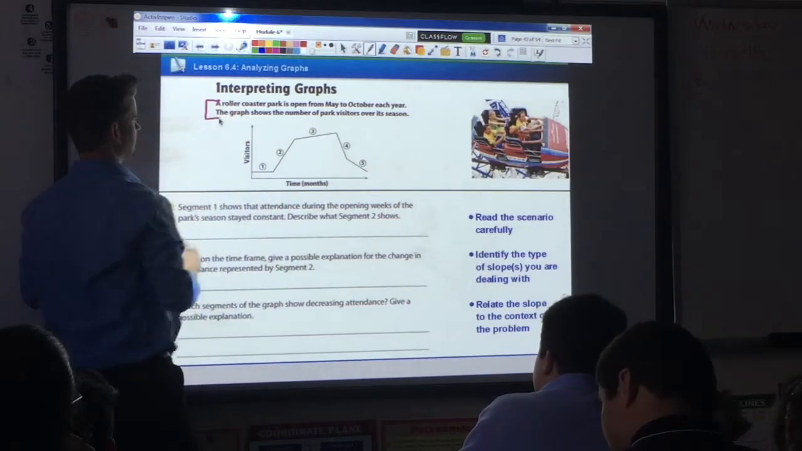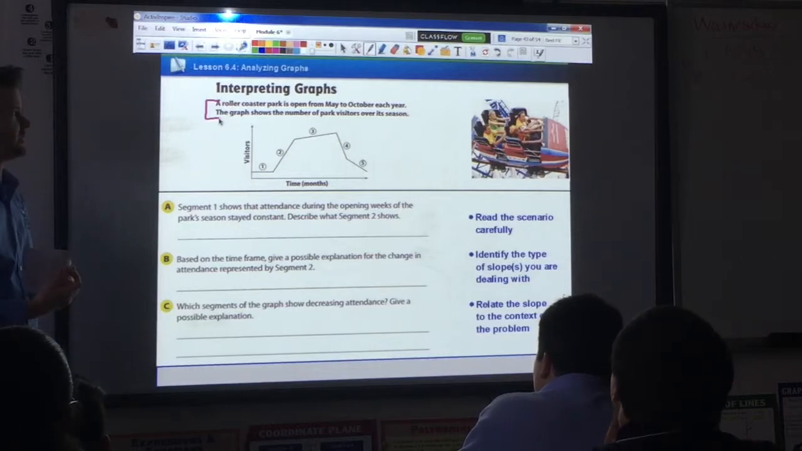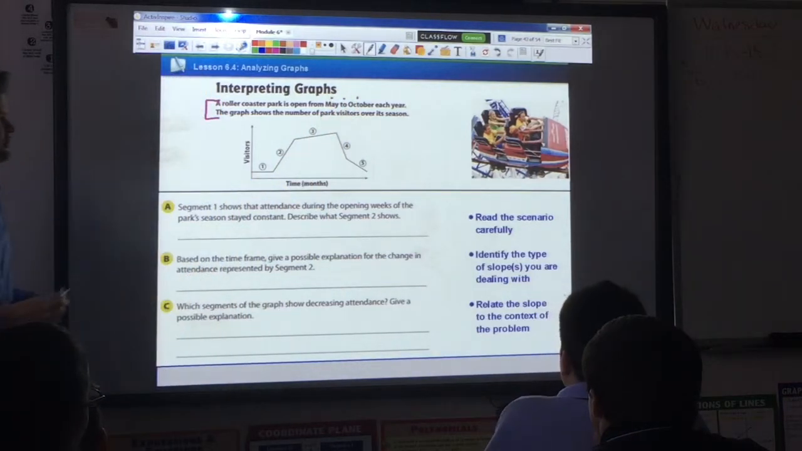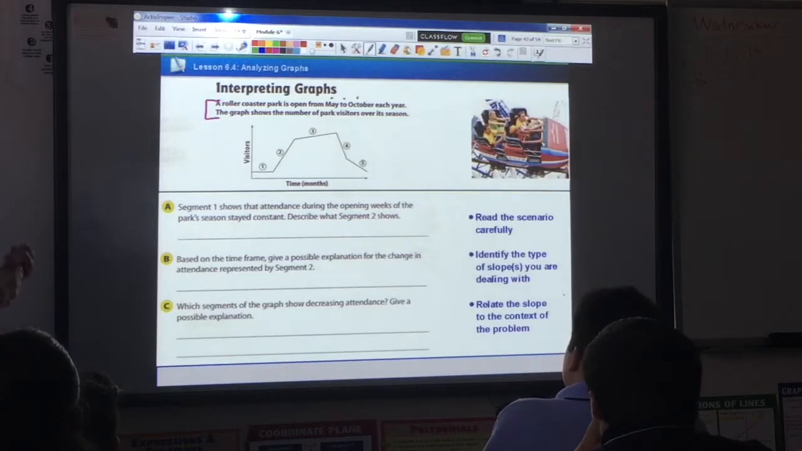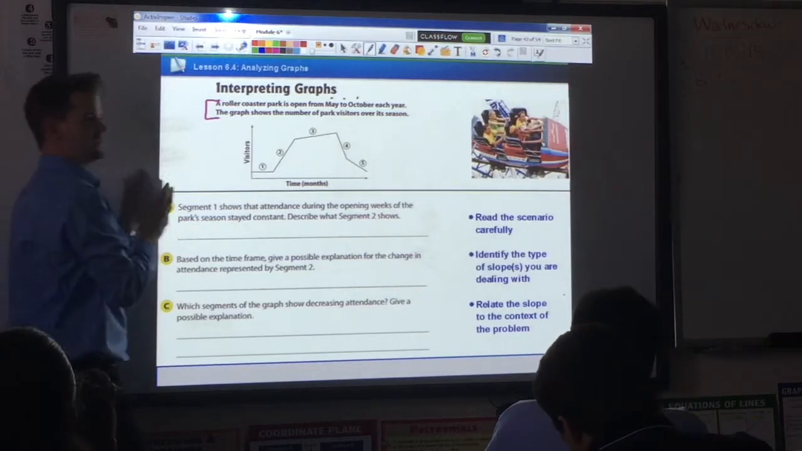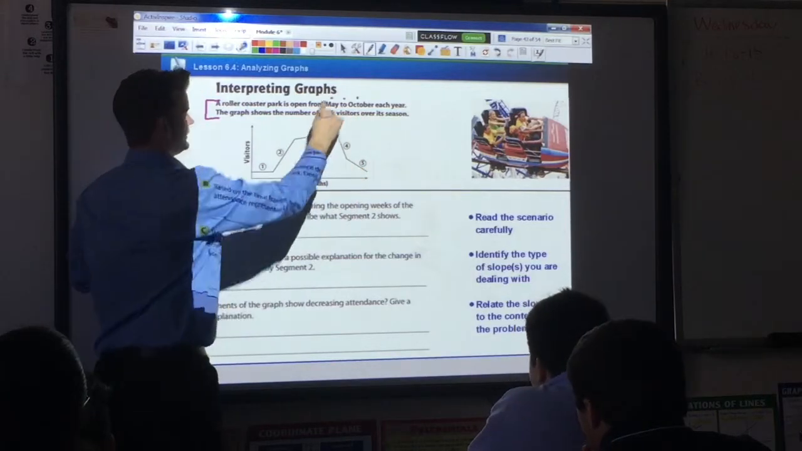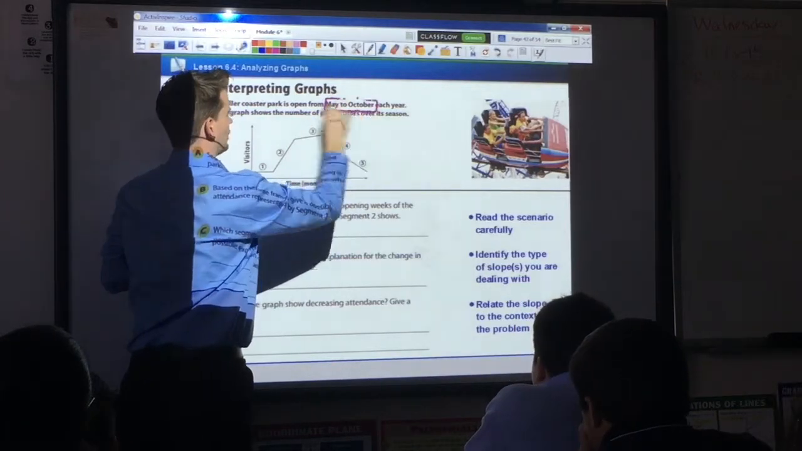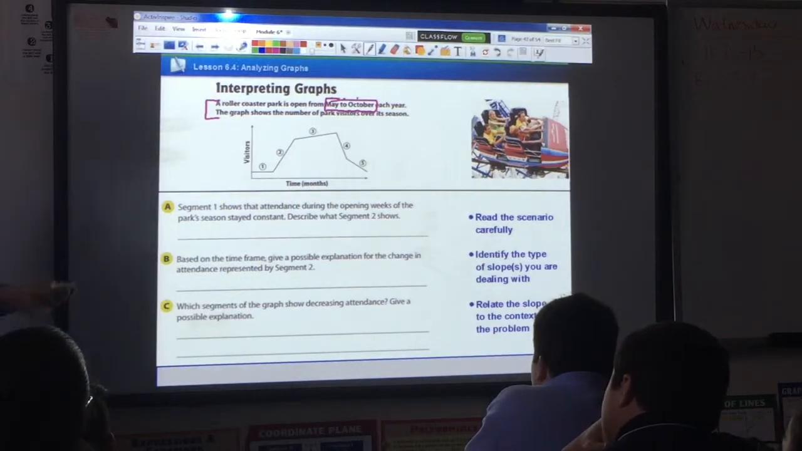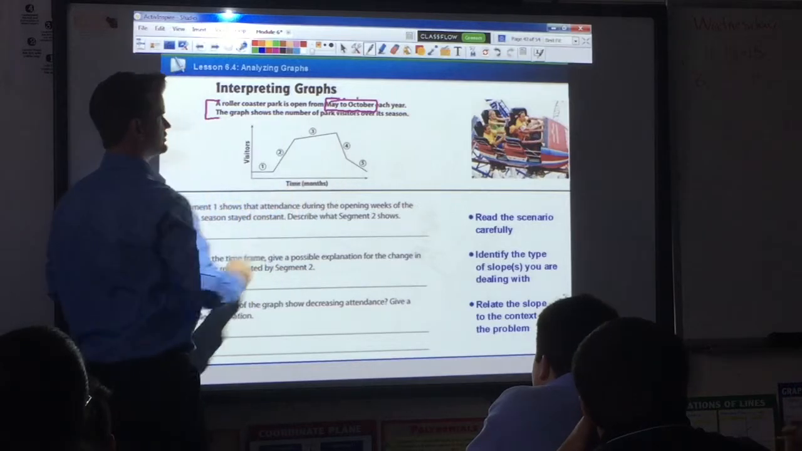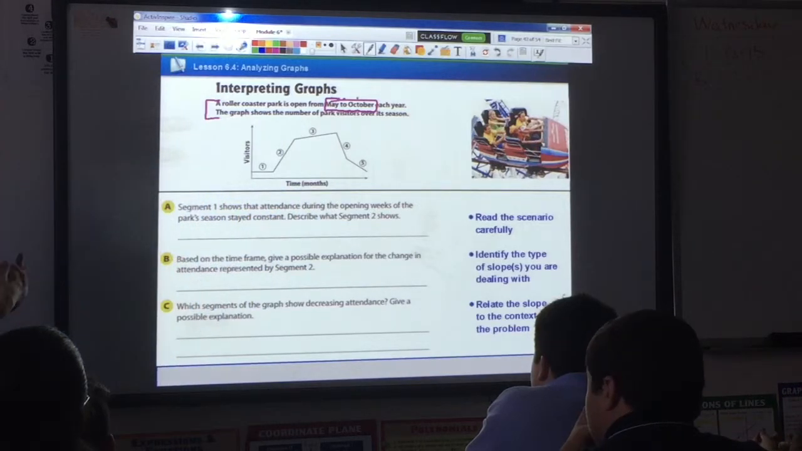The scenario here says a roller coaster park is open from May to October each year, and the graph shows the number of park visitors over its season. That information is as important as this graph is. Why? This piece of information right here, open from May to October, may give you a clue why certain parts of this graph are increasing and why certain parts are decreasing, especially when we think about this in a real-world context.